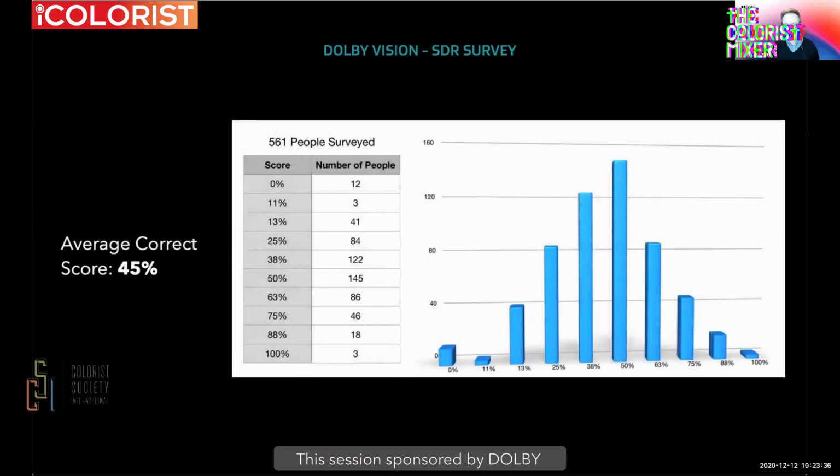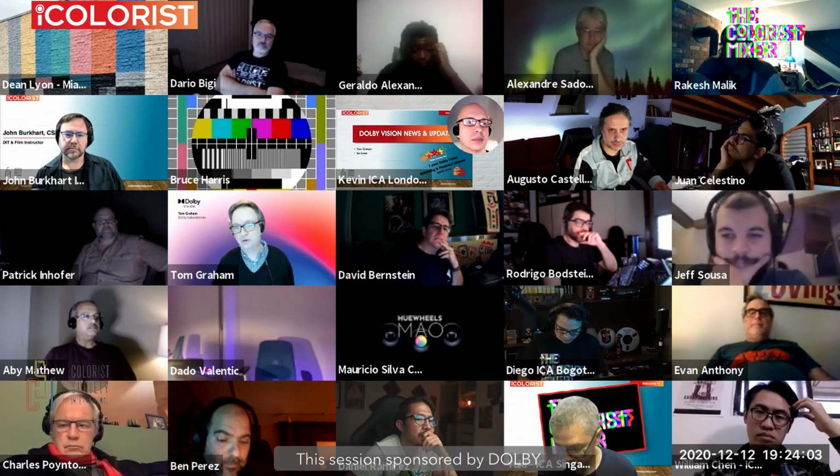And so we gave them iPads and they voted. And from that survey, the average correct score was 45%. And you can see it's a very traditional looking bell curve. And what this tells you is if you had just simply guessed A on every answer or B on every answer, you probably would have done better than the average score. In fact, only 3 people out of the 561 people were able to get all 100% correct.